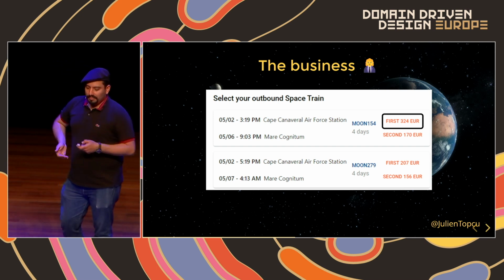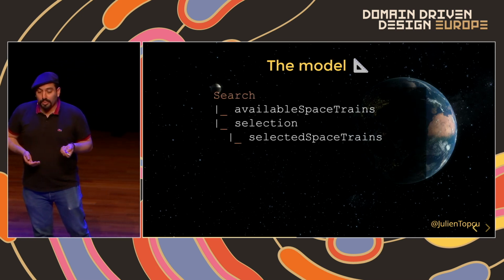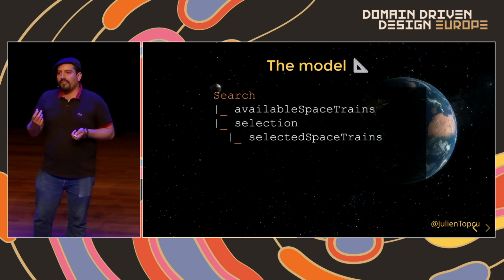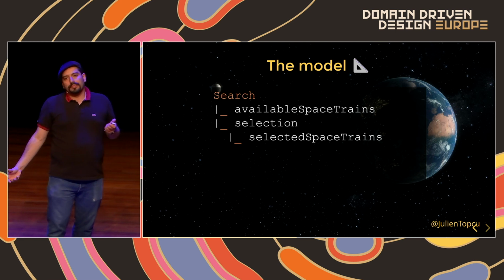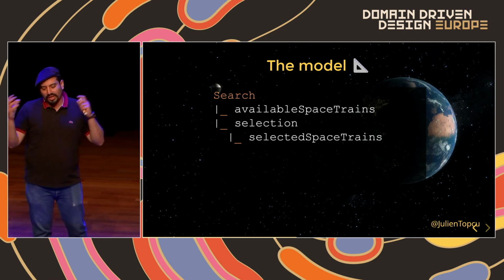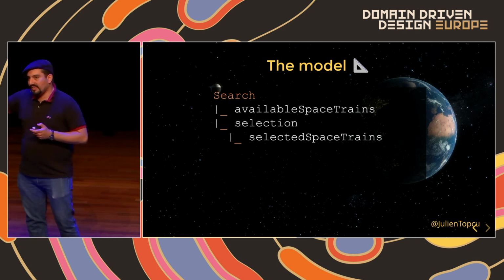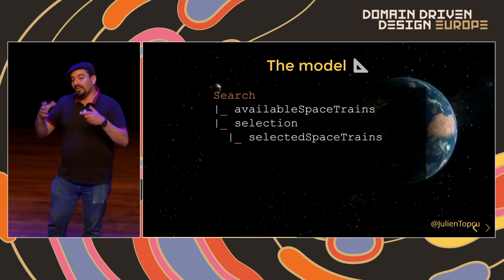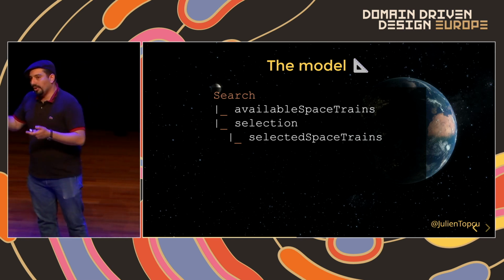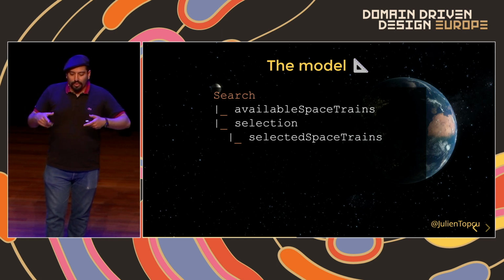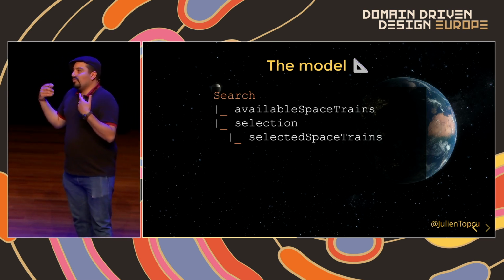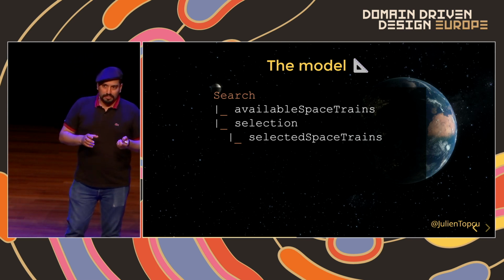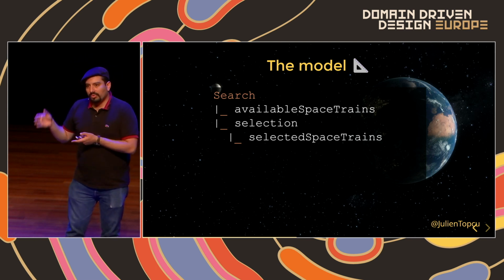On the back end, I have the model. This is the way I have solved the problem. This is the way I've organized my code. So here I have a search aggregate in which I have a list of SpaceChain, which is a list of entities, which can be outbound or inbound SpaceChain. I also have a value object, selection, in which I will store all the train numbers which have been selected. Okay, that's a way to solve that problem.